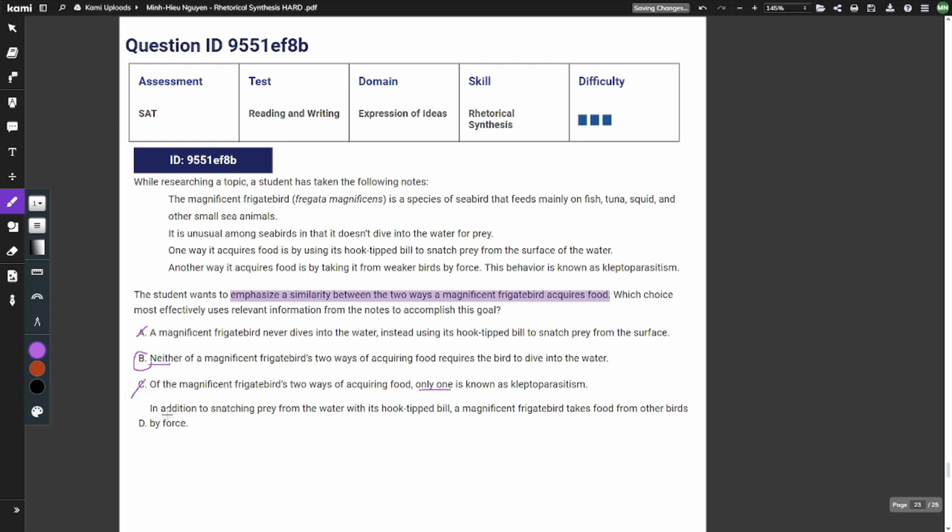And then D, in addition to snatching. Okay, bro, if we're talking about in addition, we're talking about a different thing, and that's a difference. Anyways, we'll keep reading. In addition to snatching prey from the water with its hook-tipped bill, a magnificent frigate bird takes food from other birds by force. So it's talking about two different ways it acquires food. That's a difference, so it's not going to be D. It's going to be B because it talks about how both ways don't require it to dive into water.